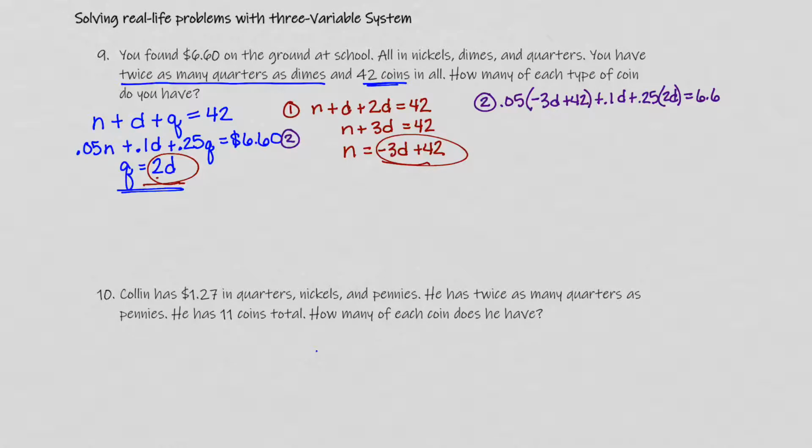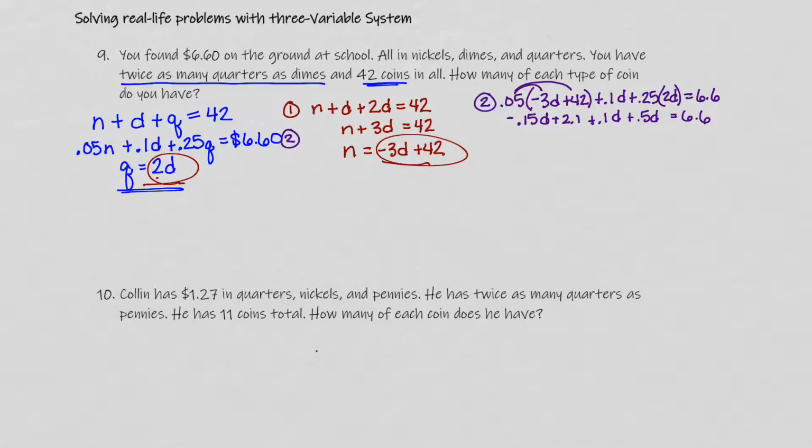All right, so let's simplify some things. Let's distribute here, and I get negative 0.15d plus 2.1. I was about to say 21, but my decimal would be in the wrong place. Okay, 2.1, and then I still have the 0.1d. And then 0.25 times 2d would be 0.5d, equals 6.6.